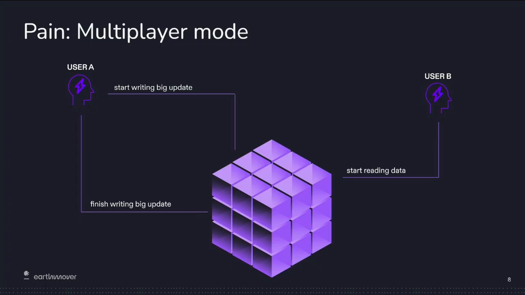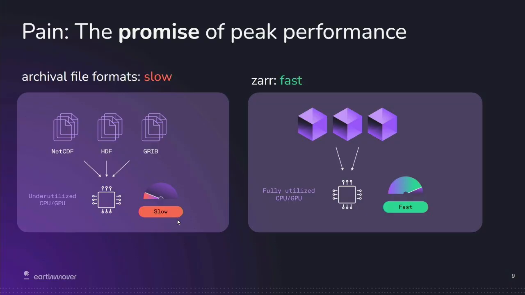ZAR is also not really built for concurrent multiplayer mode. Here is an example where you have a user A who starts writing a big update. Meanwhile, user B starts reading some data. And they're both operating on the same array at the same time. The behavior in ZAR is undefined about what data user B will get. Will they get the array at the start of the write or the end? There's a chance for corruption in that case. There's just a bunch of gotchas if you're going to put ZAR inside of a production pipeline. And so that's a pain point.